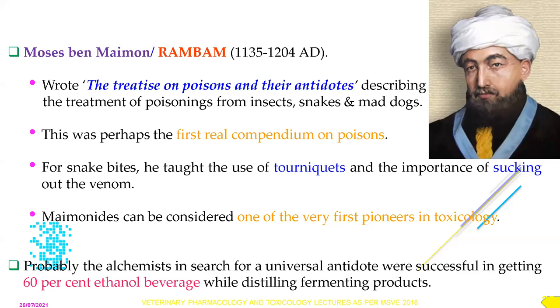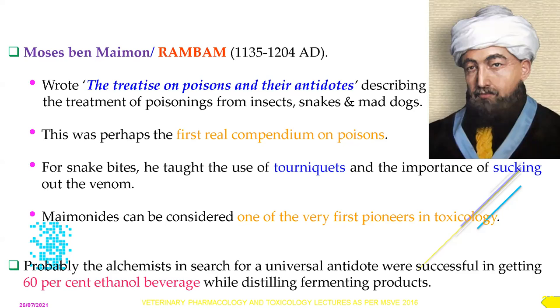Then Maimonides can be considered one of the very first pioneers in toxicology. In 1135 AD only, he wrote the first real compendium of poisons. Then especially the alchemists, meaning those who are in search of gold, were also in search of the universal antidote.